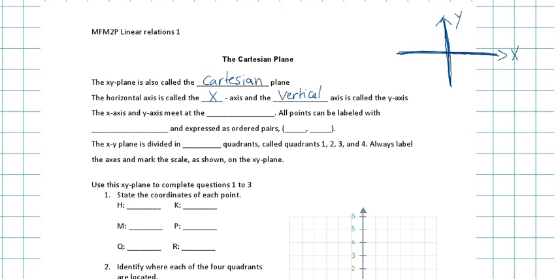The x and y axis meet at the, what do we call this point right here? This is the 0, 0 point, but there's a name for it. Do you guys know what it is? It's the origin. They meet at the origin, which is 0, 0.